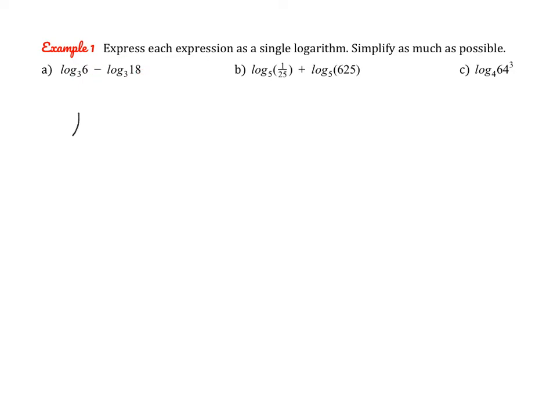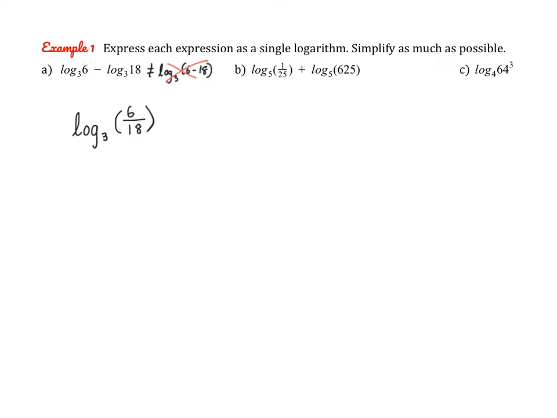So we can rewrite this as a single logarithm, and the positive logarithm, that value goes to the numerator. The negative logarithm, that number goes to the denominator. So just notice a really common mistake. This is absolutely not equal to the log base 3 of 6 minus 18. It does not work like this. So don't do that. We have to use that quotient property.